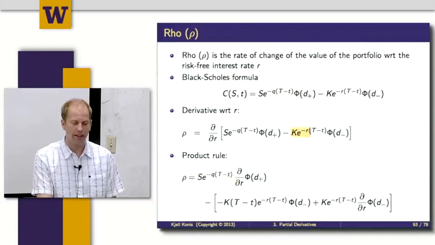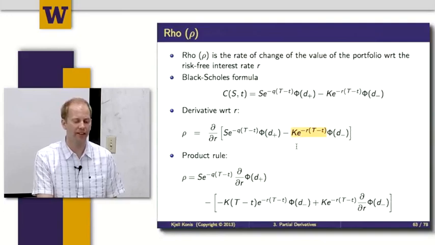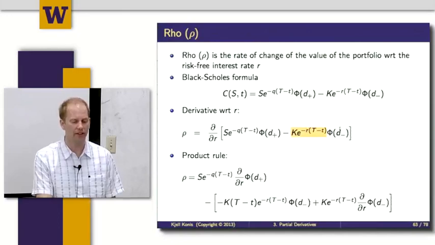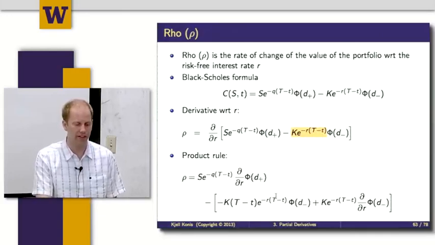and now here I'm going to use the product rule because K e to the minus r(T minus t) and phi of d minus, those are two functions that both depend on r. So by the product rule, it's going to be the derivative of the first function times the second function plus the derivative of the second function times the first function. So the derivative of the first function with respect to r is going to be K times minus (T minus t). So this is going to get a bit complicated. I probably should have used a substitution to get this.